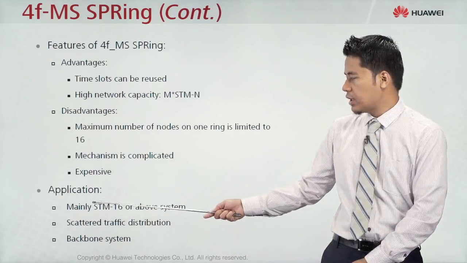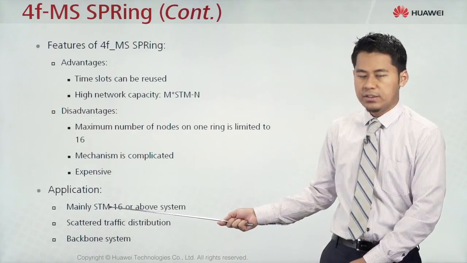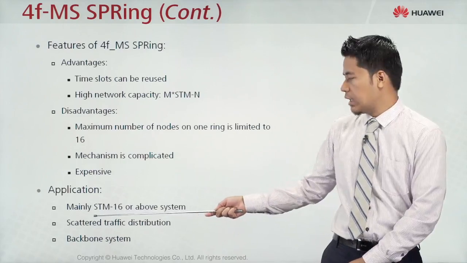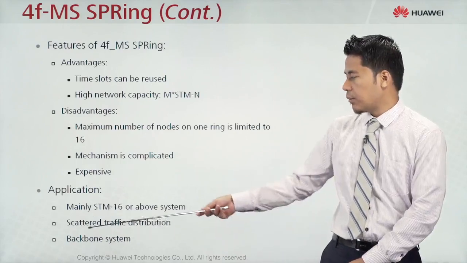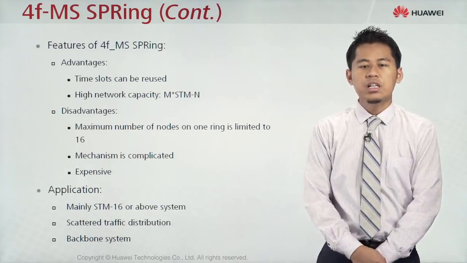So here the application, most of the time it is applied for big capacity, such as STM16, which is 2.5 gig. Here will be the scattered traffic distribution, and most of the time, because you deal with a big capacity, of course it is referred to as the backbone system.